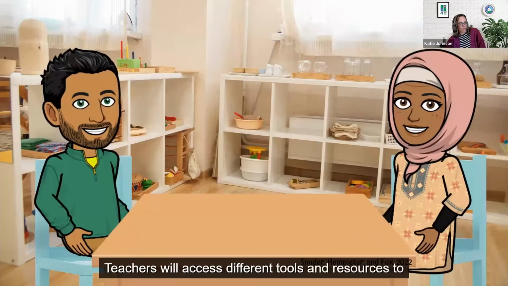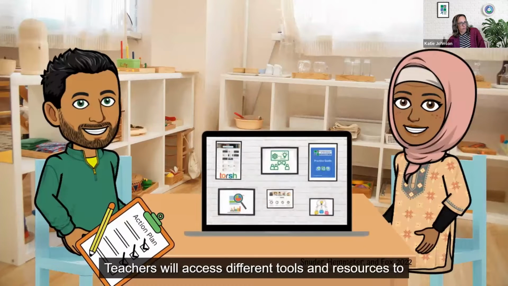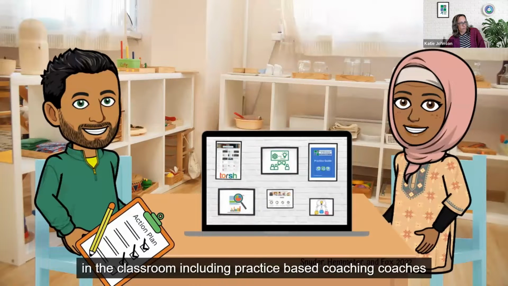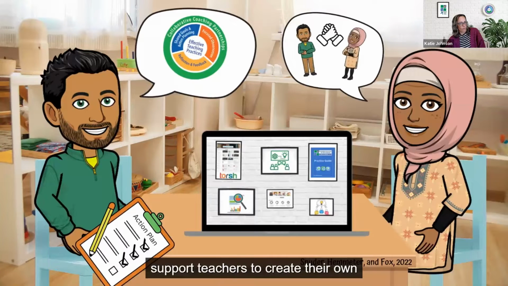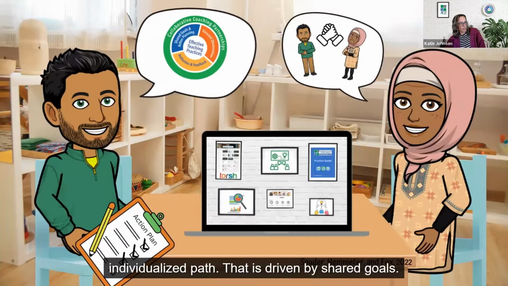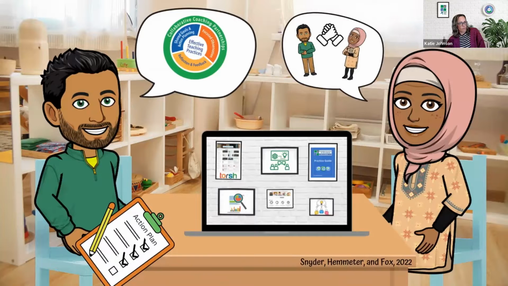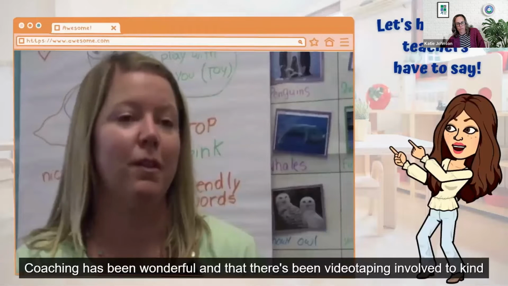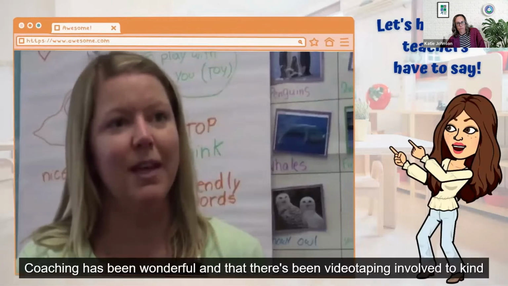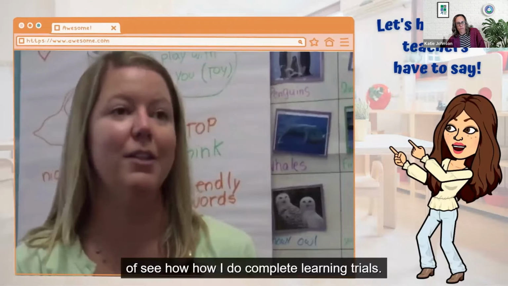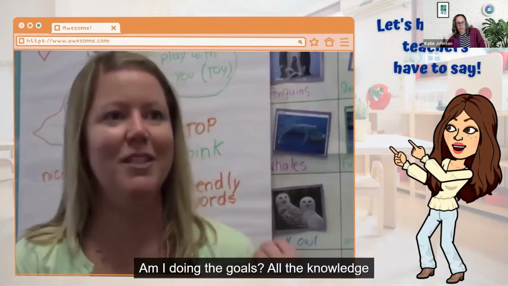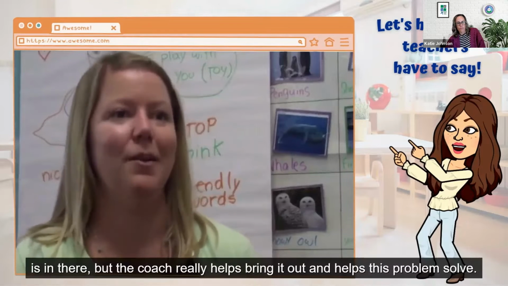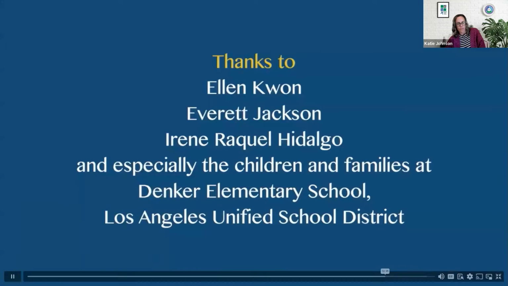Teachers will access different tools and resources to support the learning and use of embedded instruction in the classroom, including practice-based coaching. Coaches support teachers to create their own individualized path that is driven by shared goals. Coaching has been wonderful in that there's been videotaping involved to kind of see how I do complete learning trials. Am I doing the goals? All the knowledge is in there, but the coach really helps bring it out and helps us problem solve.